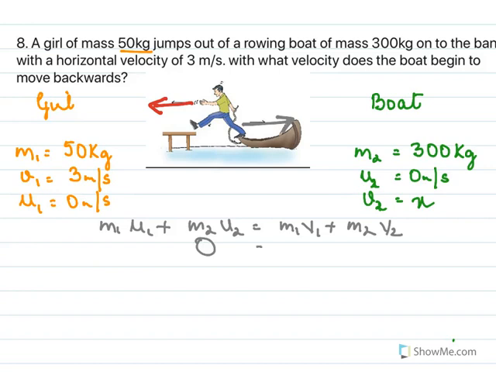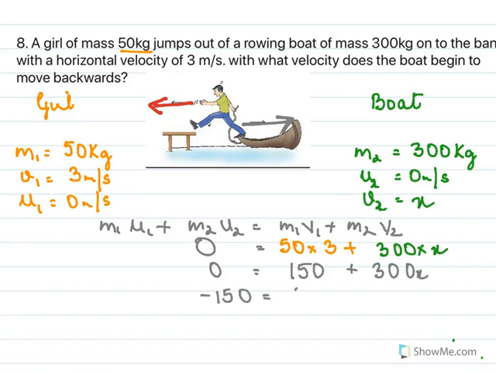Now here I won't even put the values. I'm just putting 0 here because the boat and the men initially were both at rest. So the total momentum is 0. But now the girl moves forward, so it will be 50 into 3 plus for the boat was 300 into x. So 0 equal to 150 plus 300x, minus 150 equal to 300x. So x is minus 150 over 300 and x equal to minus half meter per second.